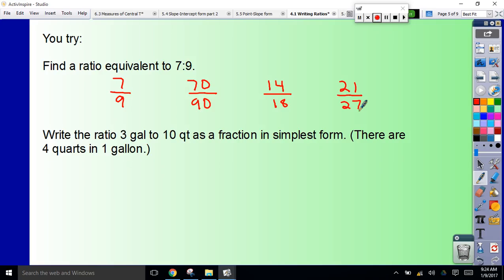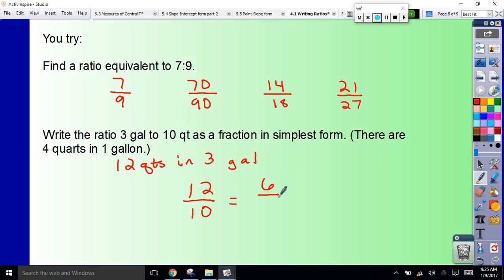All right, next one, write the ratio 3 gallons to 10 quarts as a fraction in simplest form. And I tell you there, in case you don't know, that there are 4 quarts in 1 gallon. Let's see. Hannah, how many quarts are there in 3 gallons? Good. 12 quarts in 3 gallons. So then, Hannah, what would that be as a ratio? 12 quarts to 10 quarts, and then we need that in simplest form, so what would that be? Good, 6 quarts to 5 quarts.